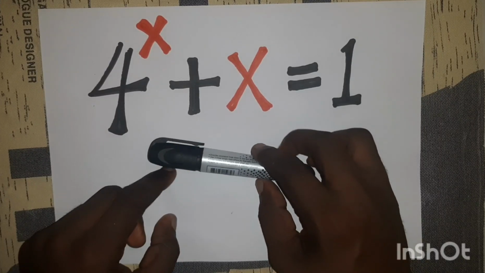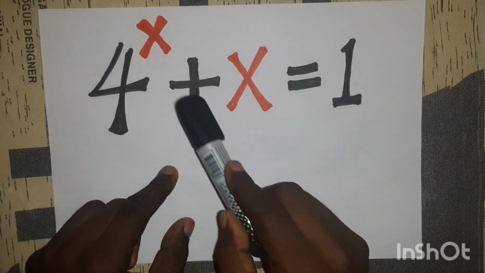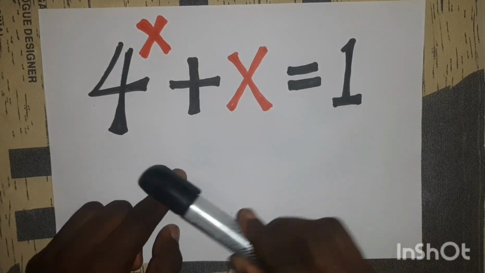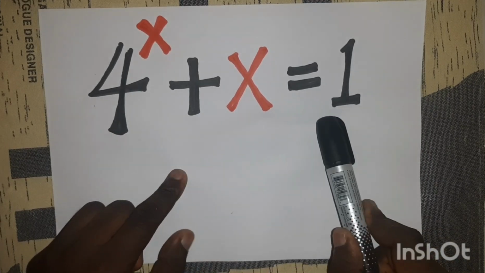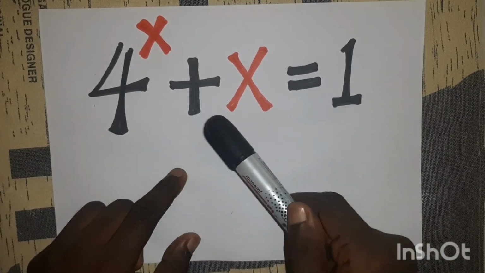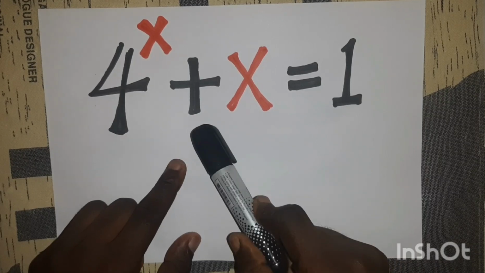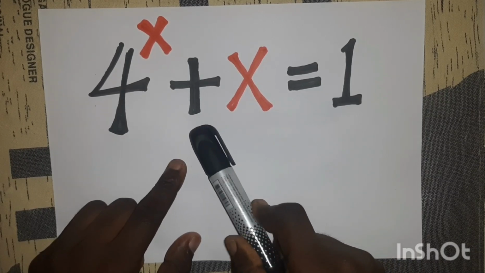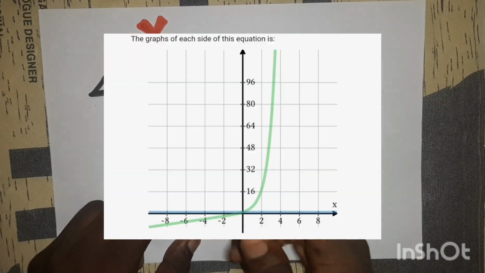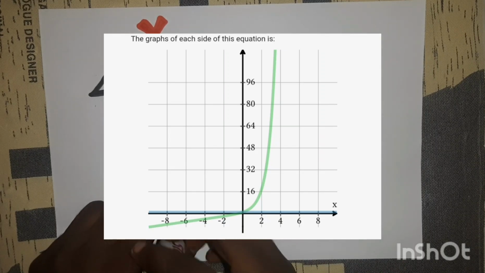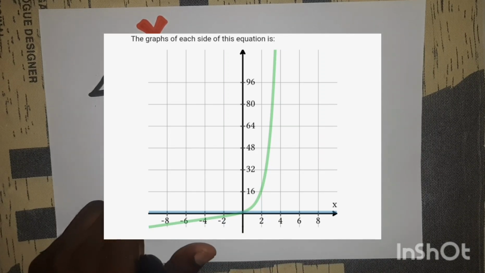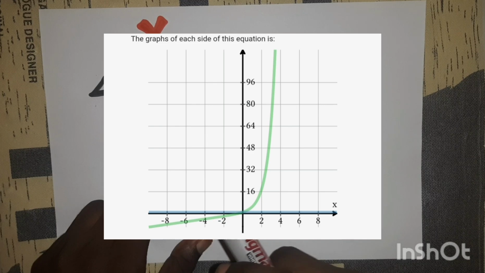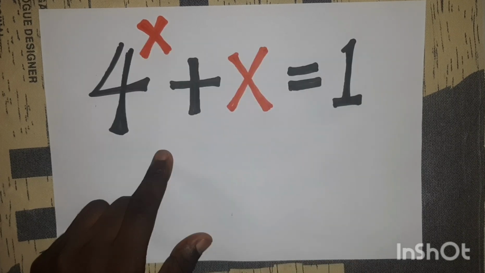Okay, so we have this interesting equation here, 4 raised by x plus x equals 1. But we are not going to be solving this graphically. But if you try the graphical approach, you will see that the answer is 0. So you are going to get x equals 0. Just take a look at the graph and see for yourself where the lines intersect. You are going to see that the value for x will be 0 graphically and otherwise.